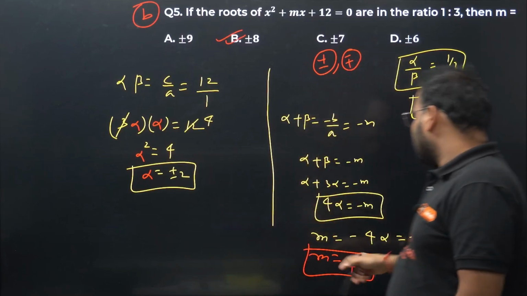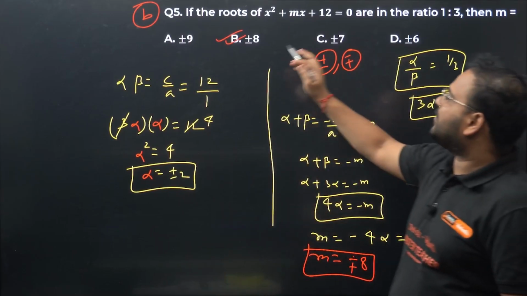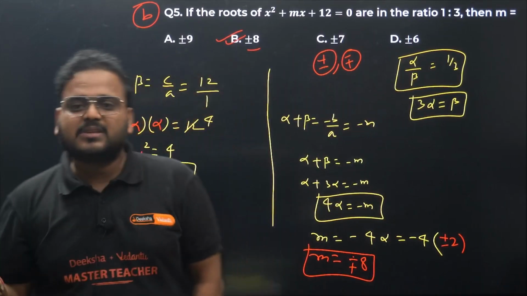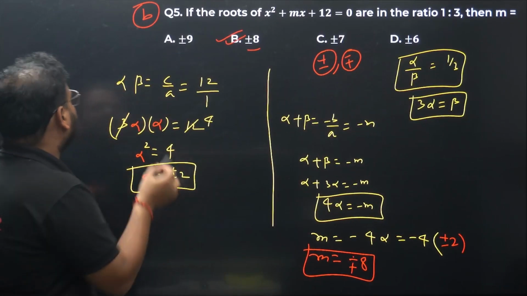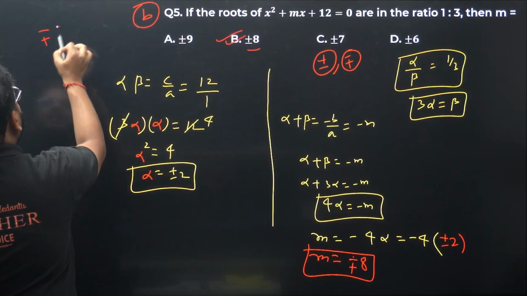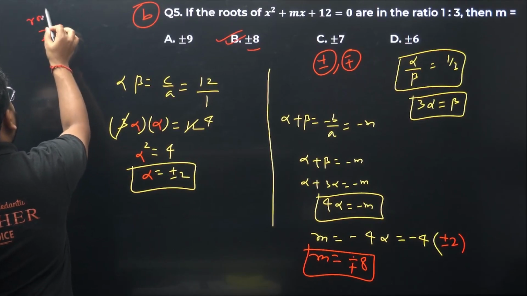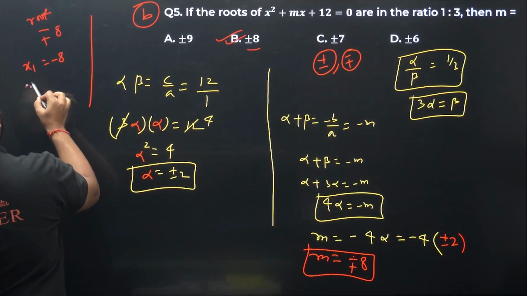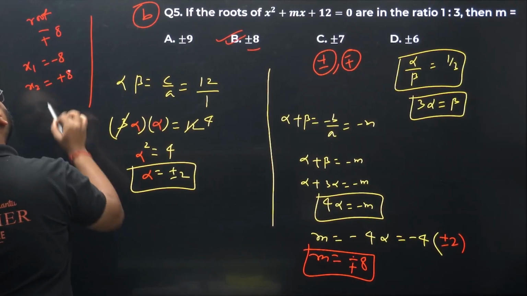Okay, in this case it does not matter, because they are asking you simply the value of m and it is given as only one option, plus minus 8. You can take that. Option B is correct. But sometimes if the answer is coming, let's say as plus minus 8, it means the root is in this format. Okay, it means your root number 1, x1 is nothing but minus 8 and x2 is nothing but plus 8. There is a difference.